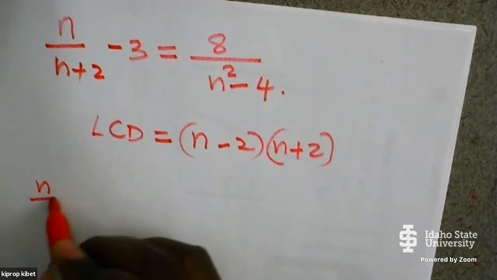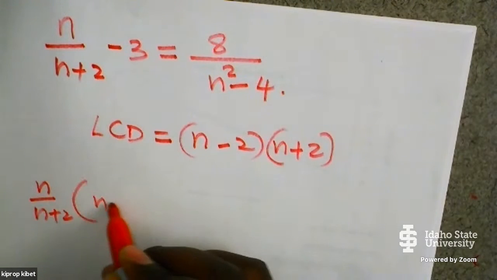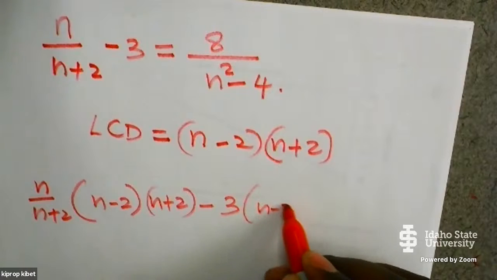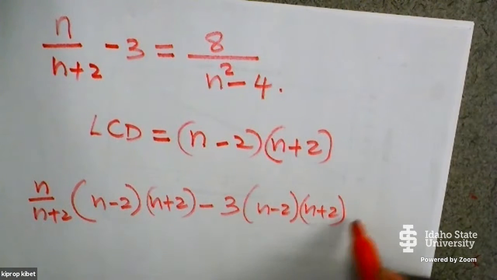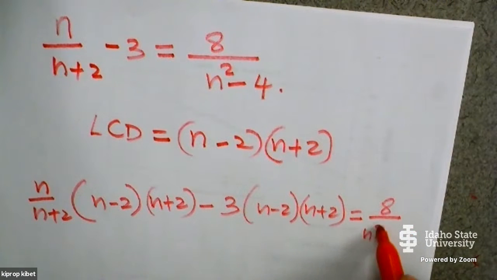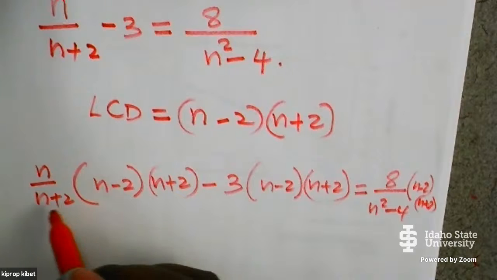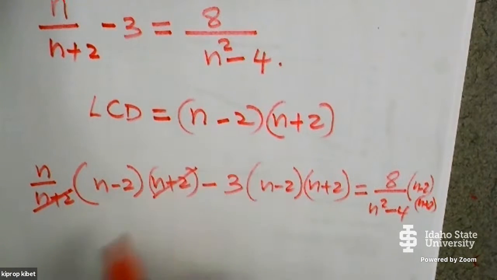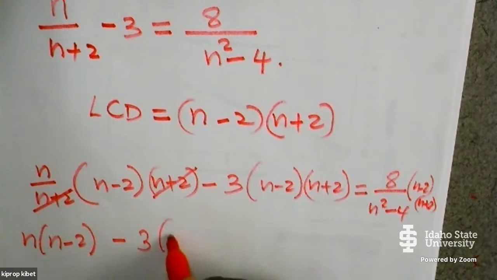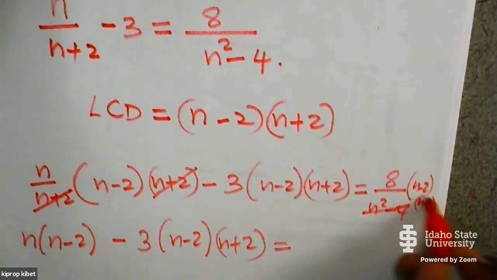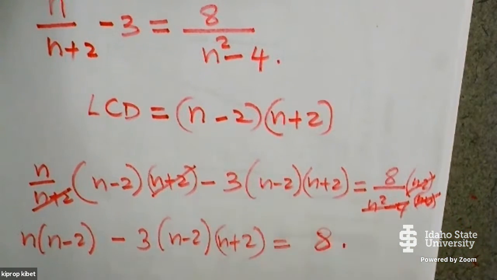So n all over n plus 2, multiplied by n minus 2, n plus 2, minus 3, n minus 2, n plus 2, equals 8 all over n squared minus 4, multiplied by n minus 2, n plus 2. So this n plus 2 and that will cancel. So you get n minus 2, minus 3, n minus 2, n plus 2 equals, all of that will cancel there, equals 8.